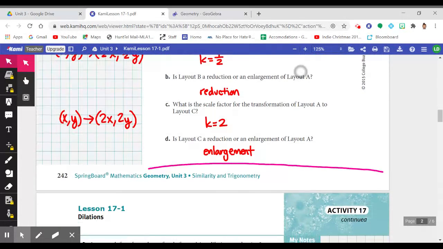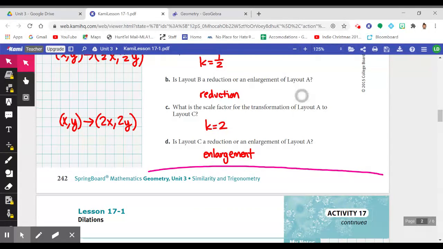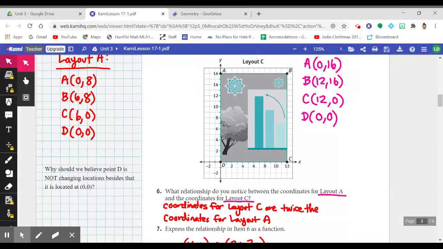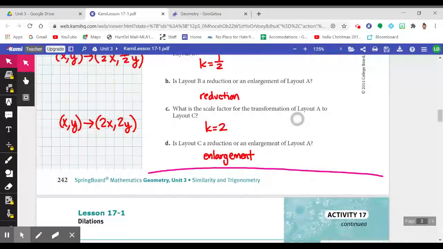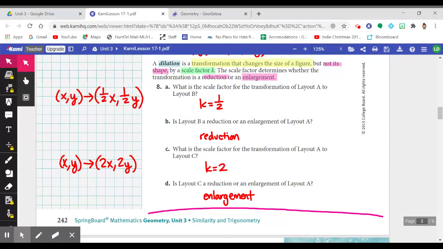Now let's look at item C. What is the scale factor for the transformation of layout A to layout C? Again, I wrote the function over here that says (x, y) goes to (2x, 2y), and there again in the function is our scale factor. So K is 2 in this regard. And remember when we turned the page, we saw how much larger layout C was from layout A. So we refer to this as an enlargement. Now, obviously, these aren't the only two scale factors that we will ever use, 1/2 or 2.